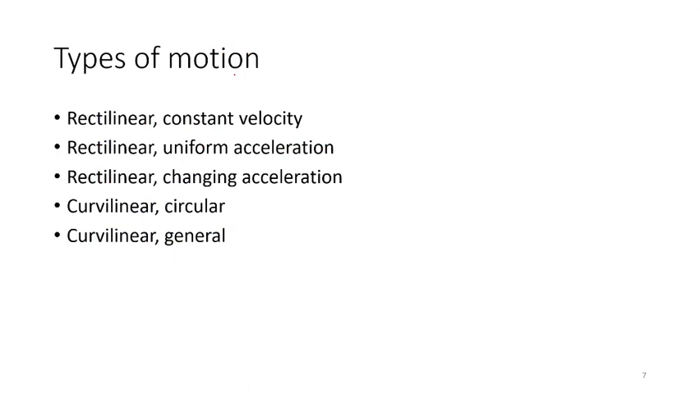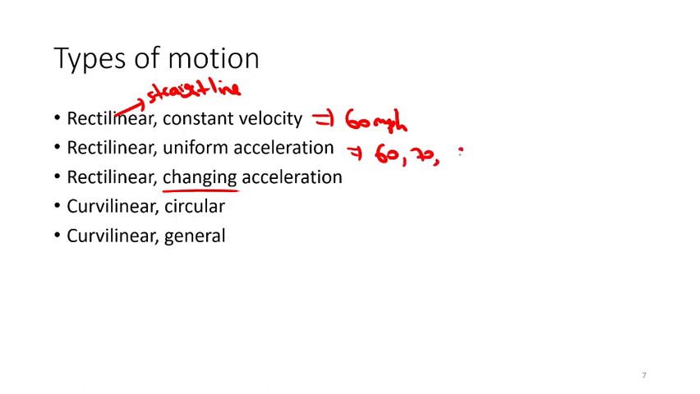And then coming to motion, we have different types of motion. That will be rectilinear with constant velocity. Rectilinear means motion in a straight line. And then it can be rectilinear with acceleration, or rectilinear with changing acceleration. Say that in one case you are always moving with 60 mph, and with uniform acceleration it is 60 and then 70 and then 80. So as time passes you increase the velocity of the car.